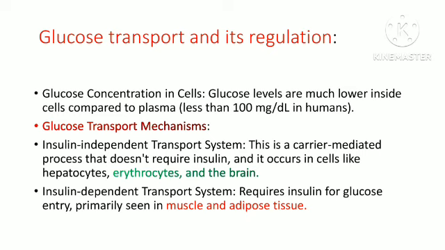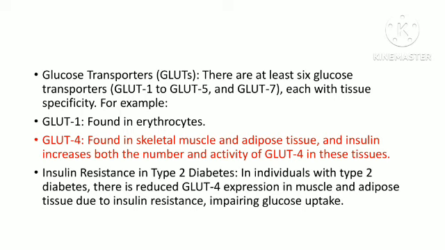Insulin-dependent transport system requires insulin for glucose entry, primarily seen in muscle and adipose tissue. Glucose transporters, GLUTs. There are at least 6 glucose transporters, GLUT1 to GLUT5, and GLUT7, each with tissue specificity. For example, GLUT1 is found in erythrocytes. GLUT4 is found in skeletal muscle and adipose tissue, and insulin increases both the number and activity of GLUT4 in these tissues. Insulin resistance in type 2 diabetes.